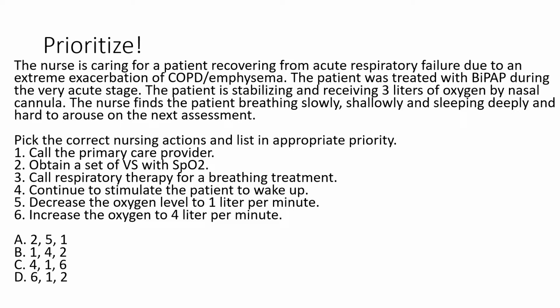Prioritize. The nurse is caring for a patient recovering from acute respiratory failure due to an extreme exacerbation of COPD emphysema. The patient was treated with BiPAP during the very acute stage. The patient is stabilizing and receiving 3 liters of oxygen by nasal cannula. The nurse finds the patient breathing slowly, shallowly, and sleeping deeply and is hard to arouse on the next assessment. Pick the correct nursing actions and list in appropriate priority. So I want you guys to look at 1 through 6 and determine, based on these answers, A, B, C, D, which 3 you're going to do and what order you're going to do them in.